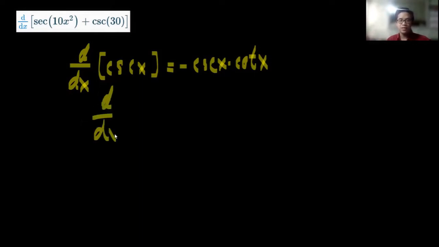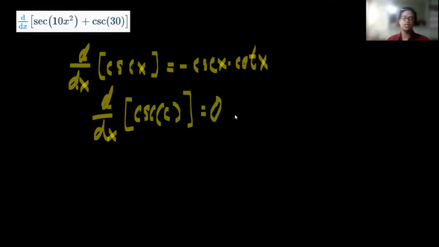So if you're asked to find the derivative of cosecant of, let's just say, not x, rather a constant c, the input itself is not a function nor an x, but a constant c. So this is what? 0. This is just 0.